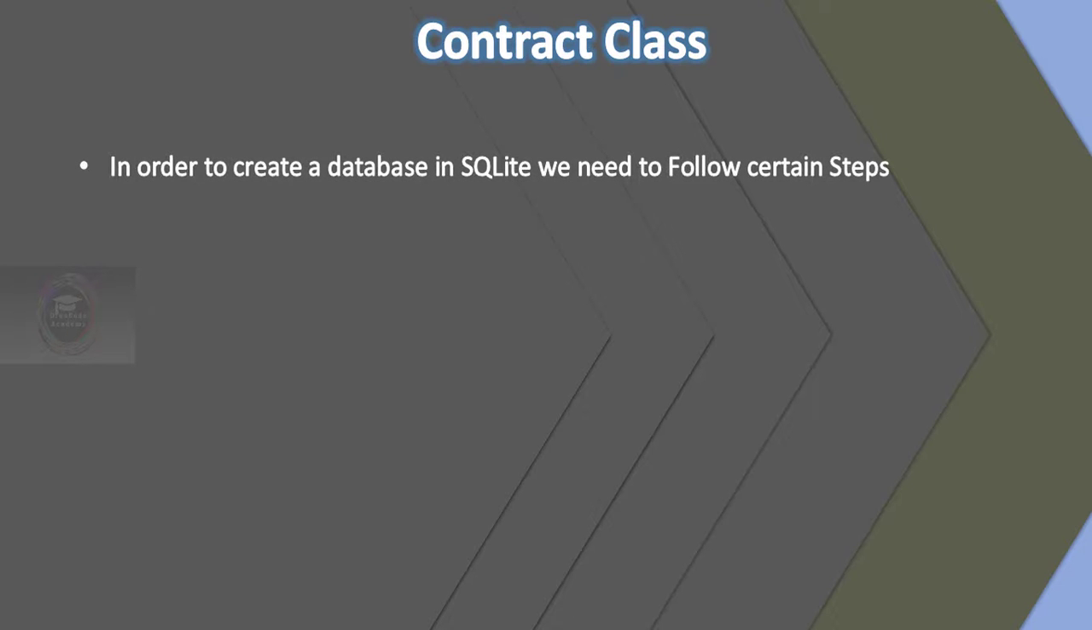So in this video, we are going to learn about the contract class. So what is contract class? Contract class is actually used to create the database inside the SQLite. Now in order to create the database in SQLite, we need to follow certain steps. The first step is we need to create the contract class.